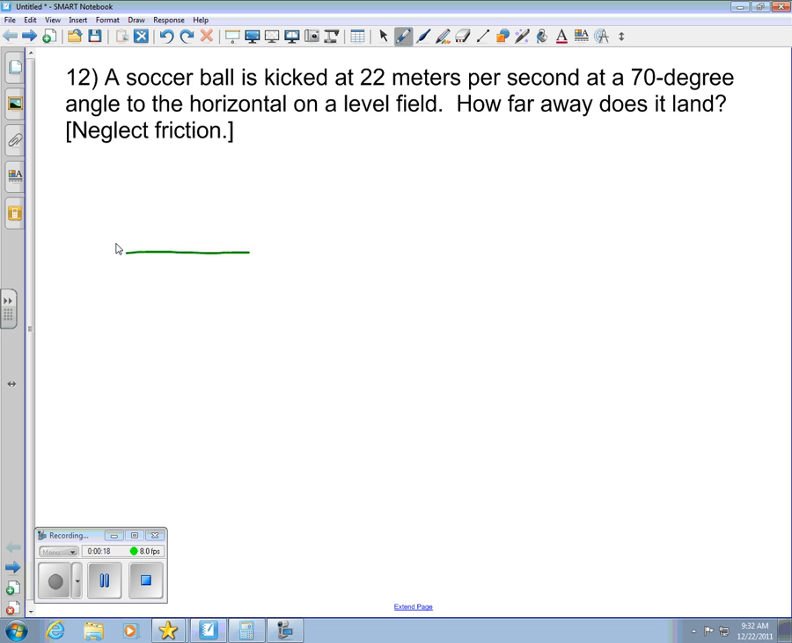I'll do a quick sketch. Here's the level field. Here's the soccer ball. It is kicked with an initial velocity, which I'll mark here with VI, and the angle to the horizontal, I'll put a horizontal reference line, is theta equals 70 degrees. Okay, and we are asked to find the horizontal displacement.